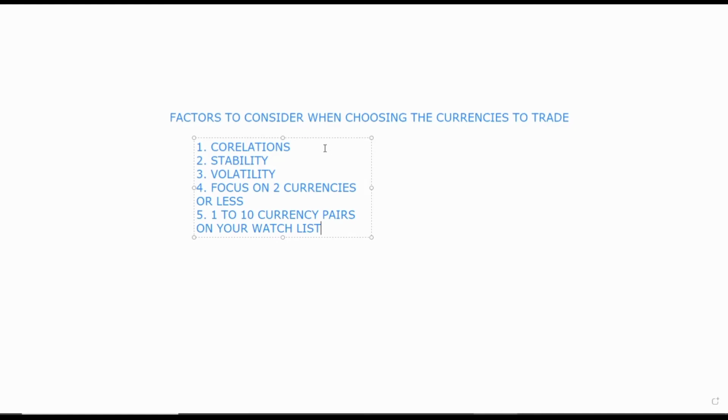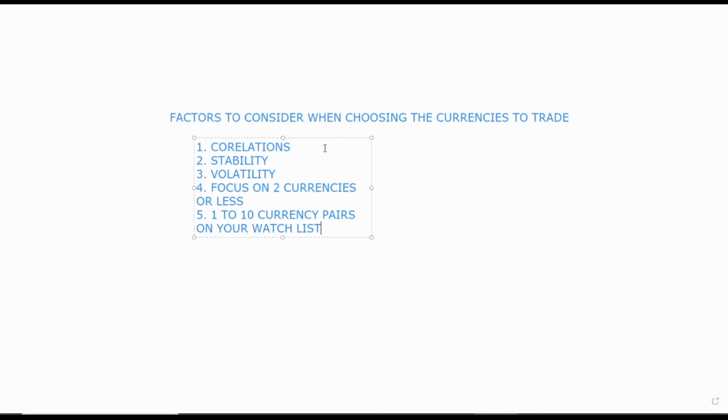Maybe you're trading just 2 Euro pairs, 2 NZD pairs. Perfect. Maybe you're trading just 1 USD pair, 1 JPY pair. That is excellent. It gives you more focus. You will become a profitable trader at a fast pace if you have few currency pairs on your watch list. I beg of you, do not have more than 10 currency pairs on your watch list.